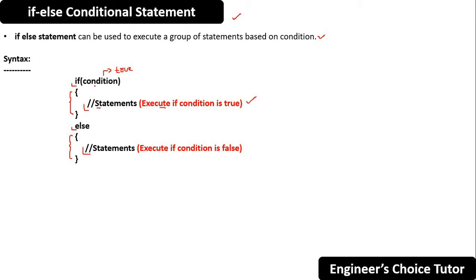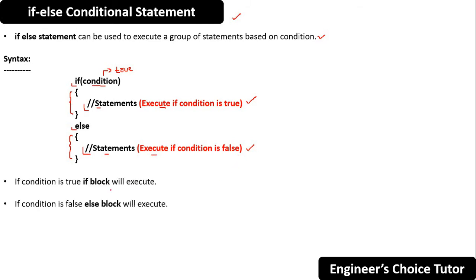Fine. And what if the condition is false? If the condition is false, then the else block statements are going to execute. See here, execute if the condition is false. Remember this point clearly. If the condition is true, the if block will execute, and if the condition is false, the else block will execute. And a block contains what? Statements. It means the statements are going to execute.